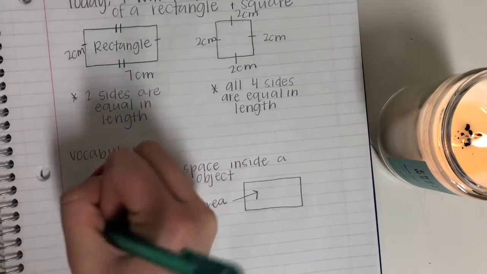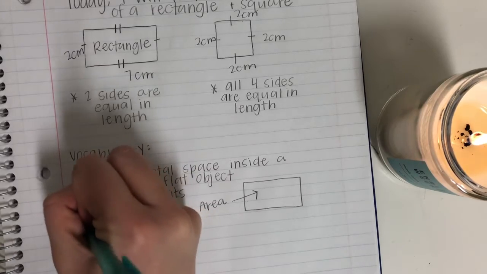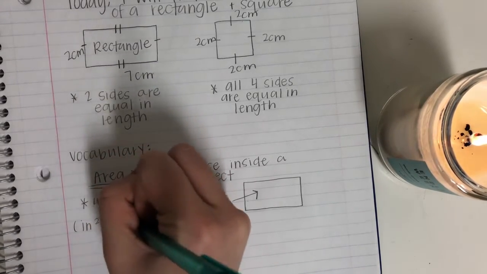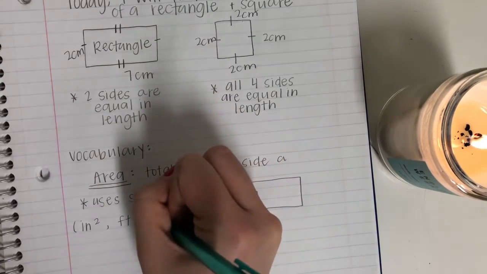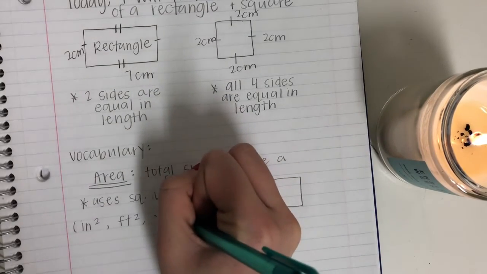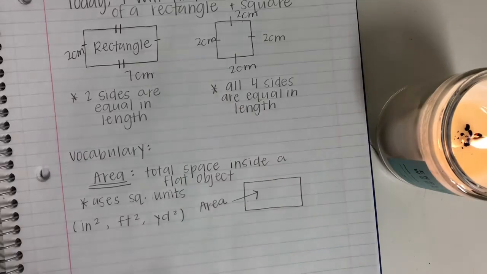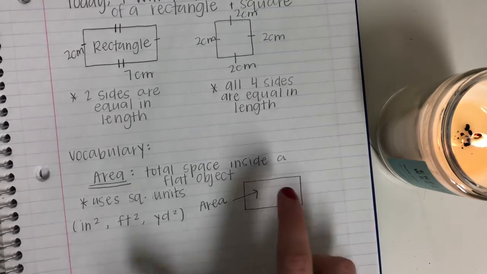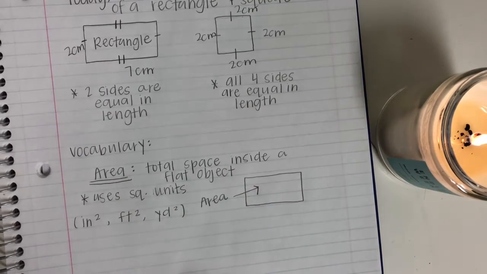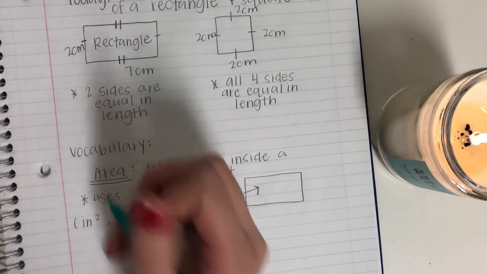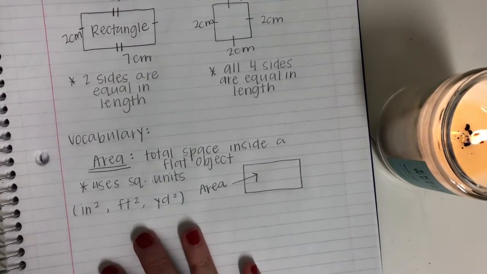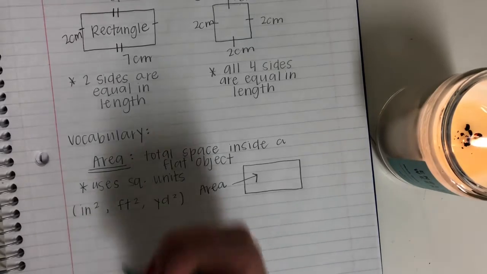So this might look like inches squared or feet squared or yards squared. Okay, so the area is the measurement inside, how much space it takes up on the inside. Okay, now when we're finding the area, there's a certain formula that we follow to multiply. So we're going to write that right now.